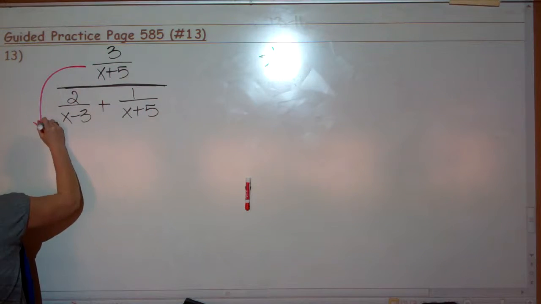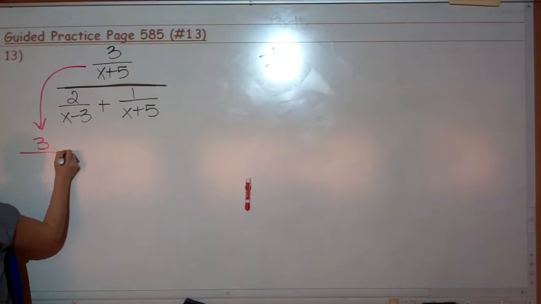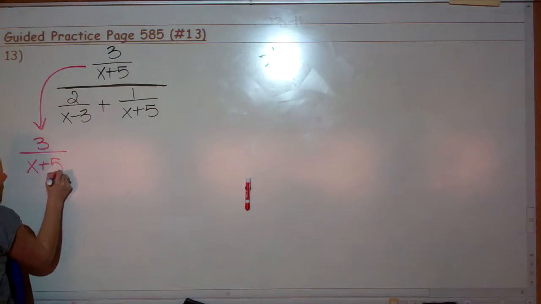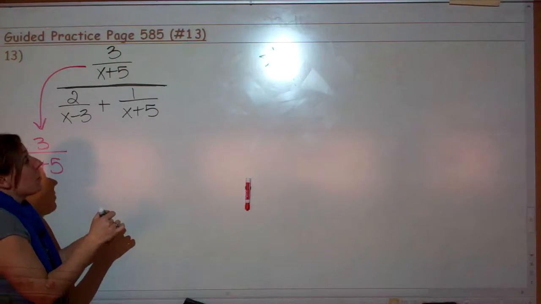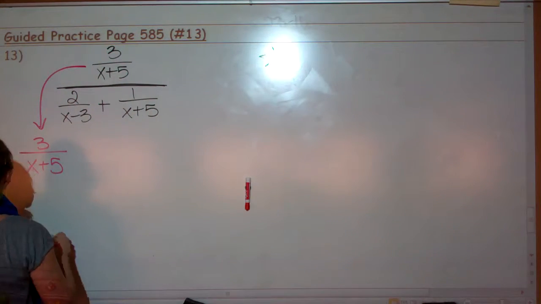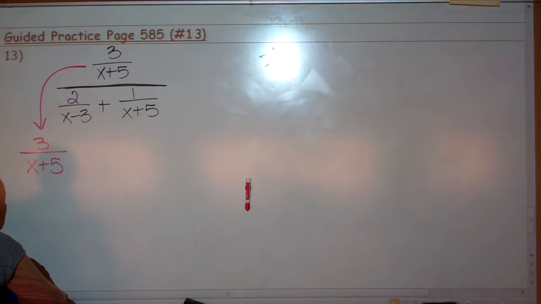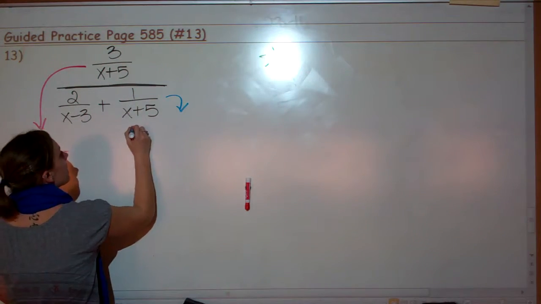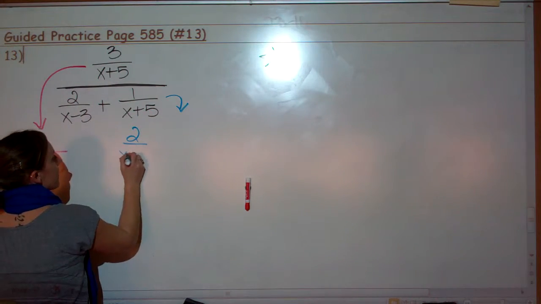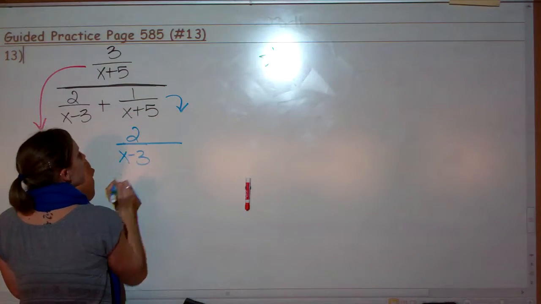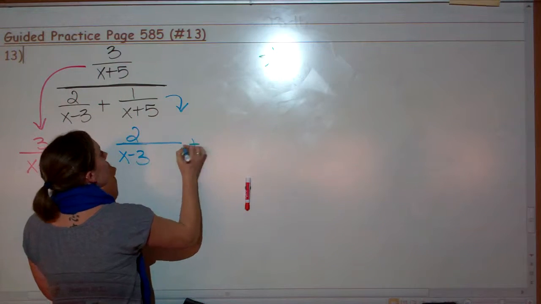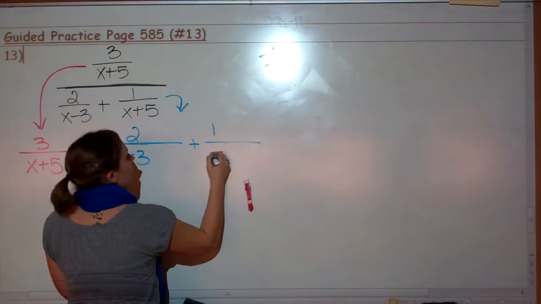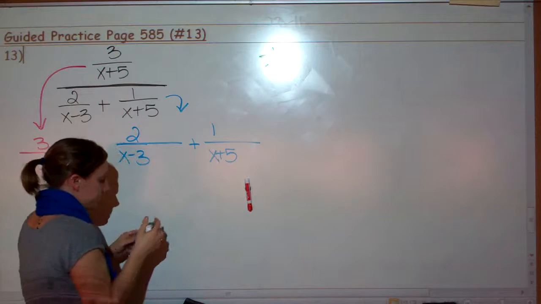So again, the nice thing is that 3 over x plus 5 is already taken care of. You don't have to deal with anything. So that is pretty nice. Now, let's look at the denominator. The denominator is 2 over x minus 3. We're going to need to get a common denominator in a second. And then 1 over x plus 5.